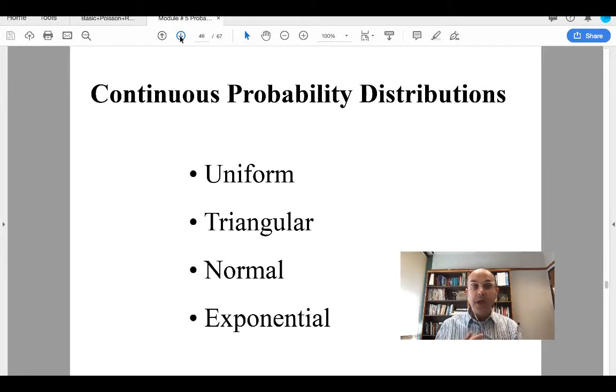In the Poisson distribution, that's how we calculate the mean and the standard deviation. Another type of distribution is the continuous probability distribution.